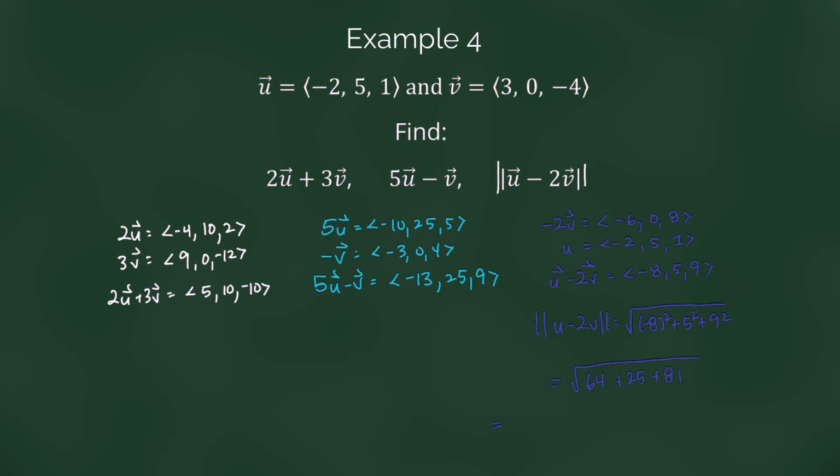And we're about to surpass what I can do in my head. 64 plus 25 is 89, plus 81, which is 170. Oh, that probably simplifies to something, but I'm not going to do that. We're just going to leave it as the square root of 170.